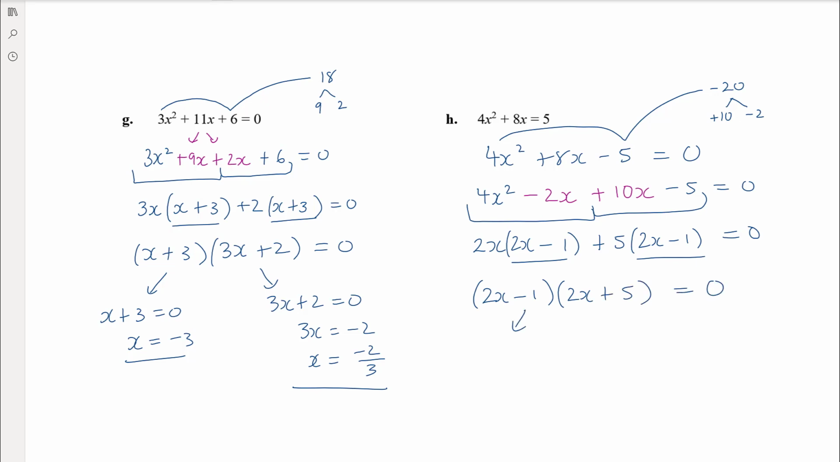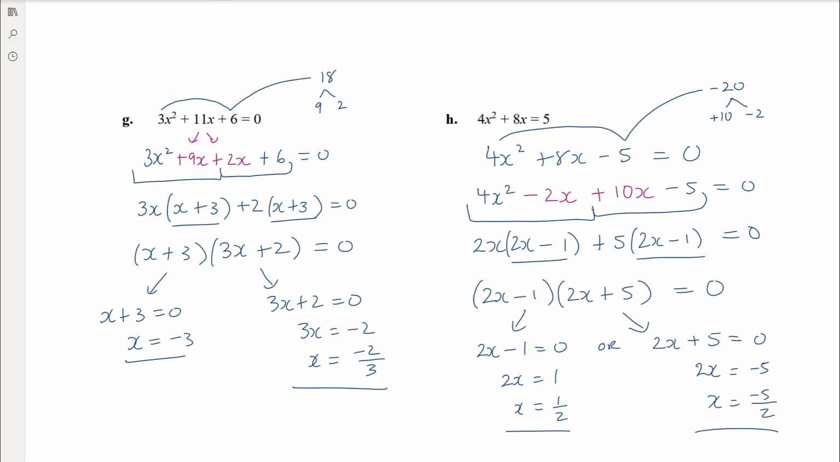Okay, so now my null factor law tells me the only way these two brackets will multiply together to equal 0 is if one or both of them are equal to 0. So 2x equals 1, x equals 1/2 is a possible solution, or 2x equals negative 5, x equals minus 5 on 2 is the other solution.